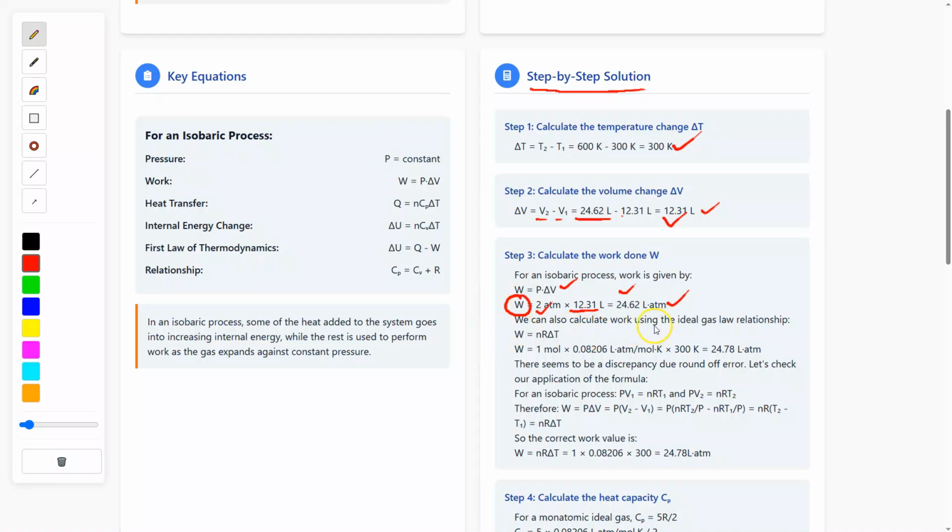We can also calculate work using the ideal gas law relationship. W is equal to nR delta T. Here PV1 is equal to nR T1 and PV2 is equal to nR T2. We know W is equal to P del V, that is P times V2 minus V1. If we plug in V2 and V1, we get nR times T2 minus T1, or nR del T. So we can easily calculate the work. n is 1, R is equal to 0.08206 and del T is equal to 300, so we get 24.78. There is a round-off problem because of a small discrepancy, but otherwise both are the same. So here 24.78 liter atm.